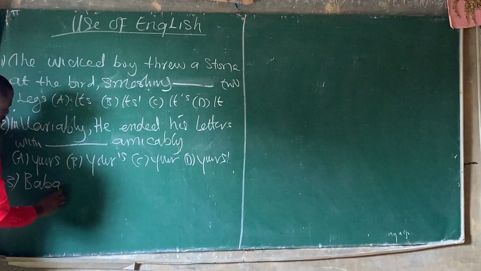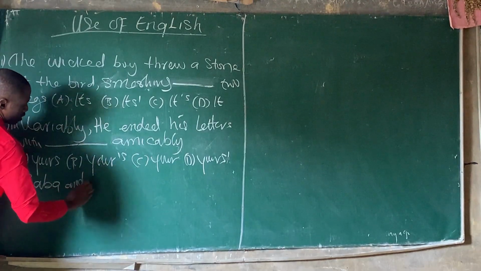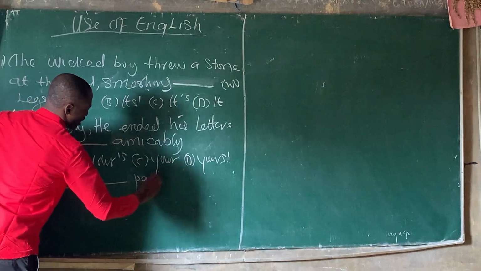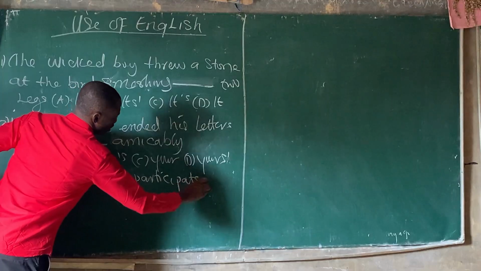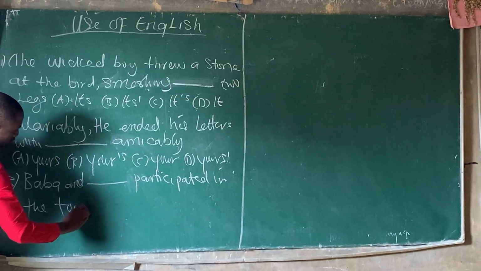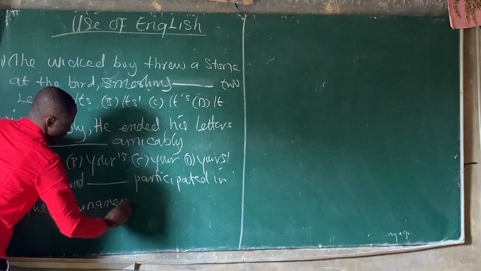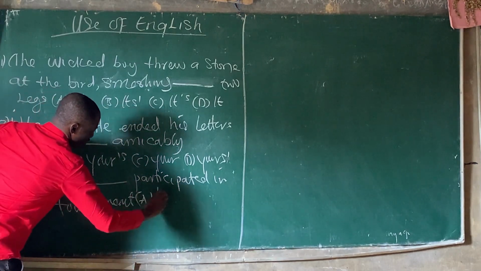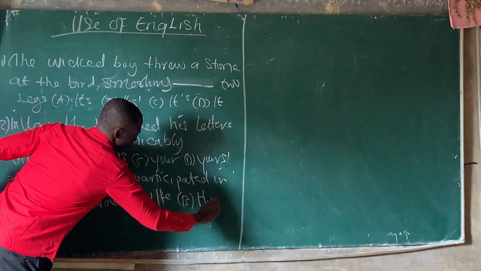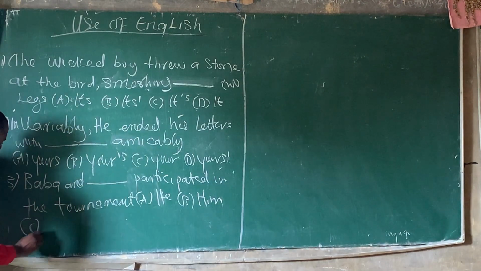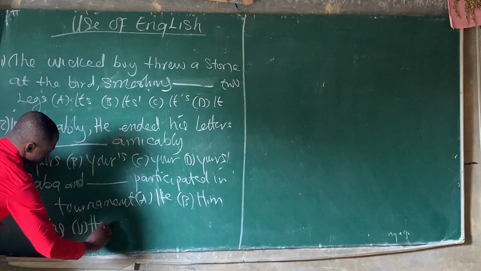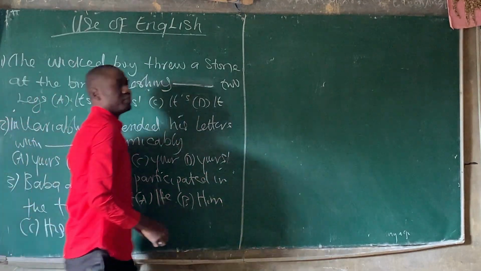Baba and dash. Baba and dash participated in the tournament. A, D, B, he, C, his, and D, his. Next one.